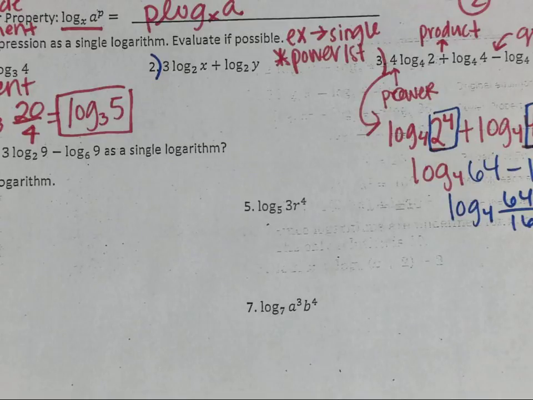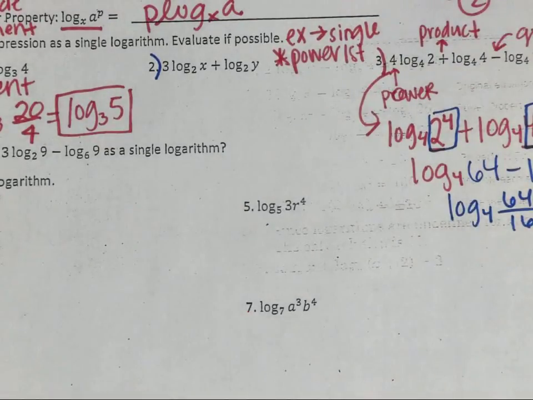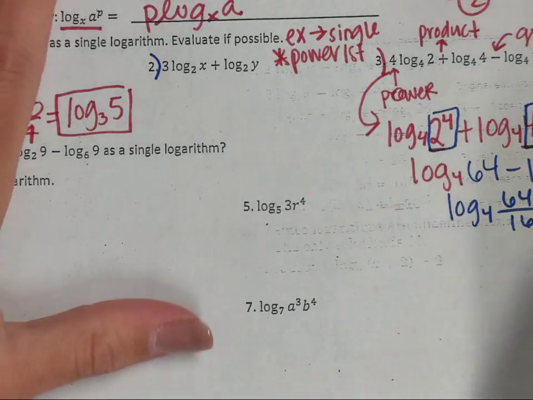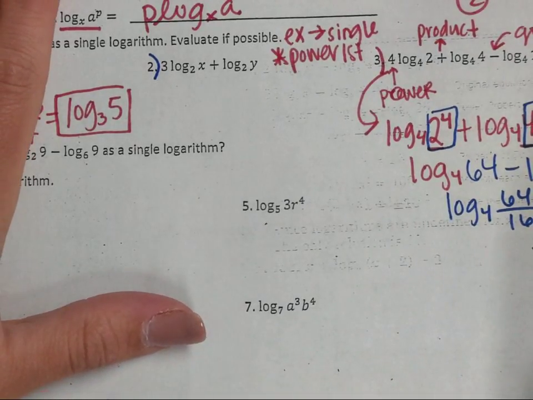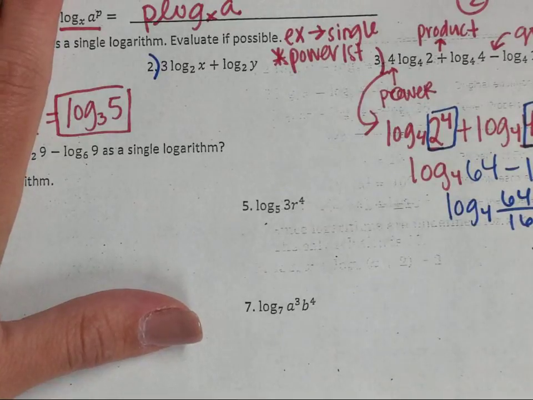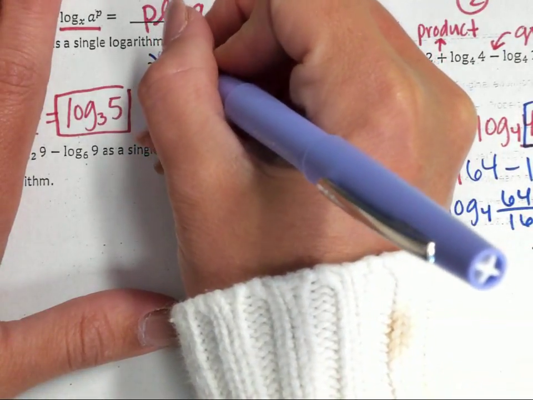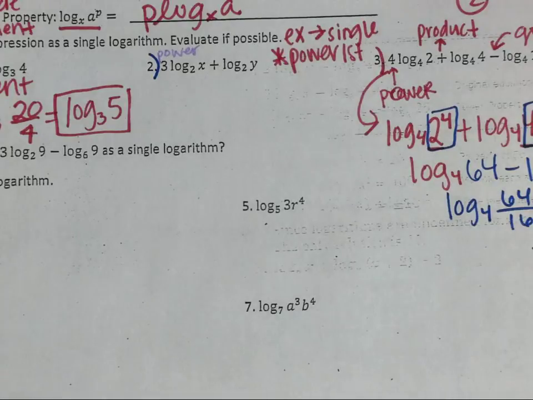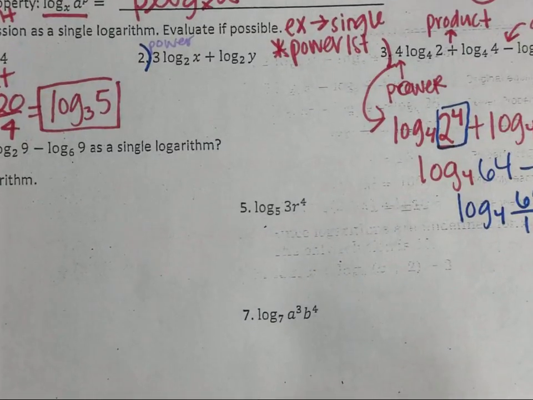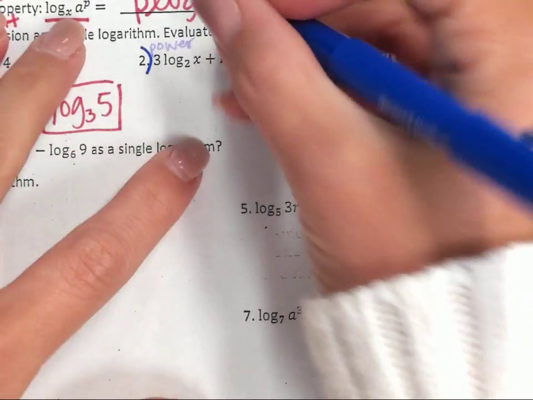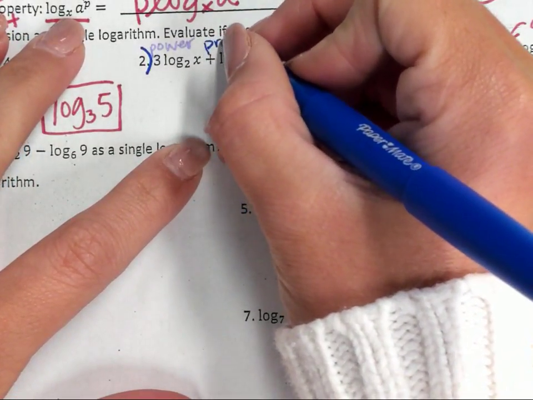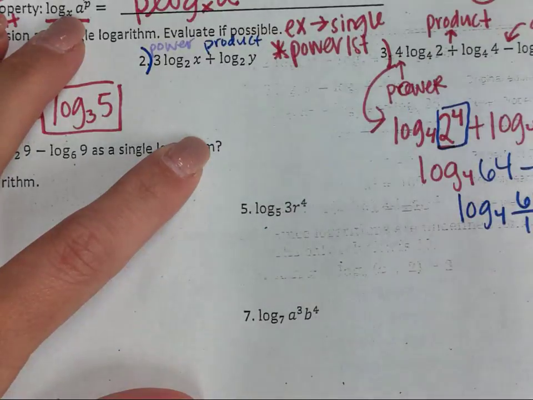Let's go over this one. Ariana, tell me one property that you saw. And what told you that it was power property? Very good. Cordell, what's another property in this problem? Product. And how'd you know it's product? Very good. Alright, does it matter what property we do first?